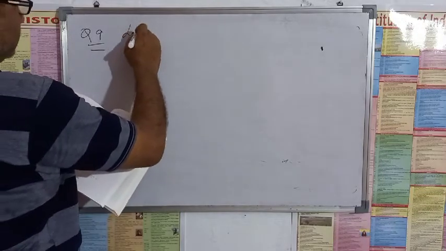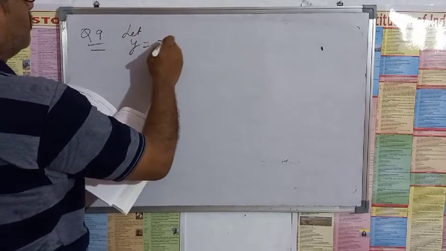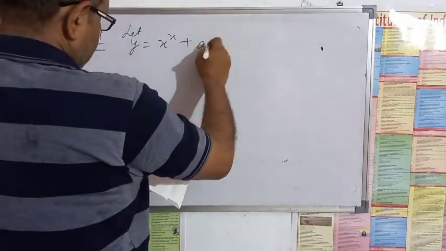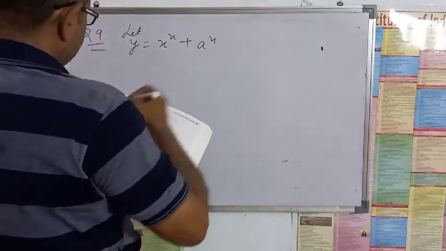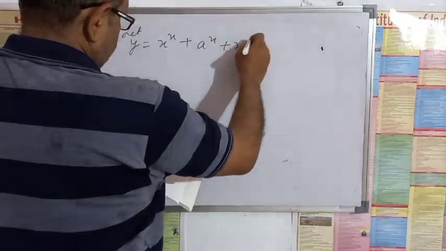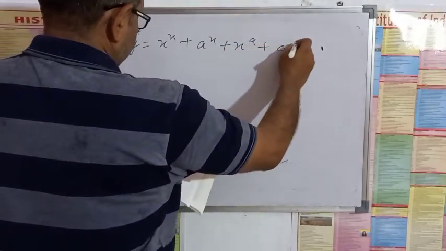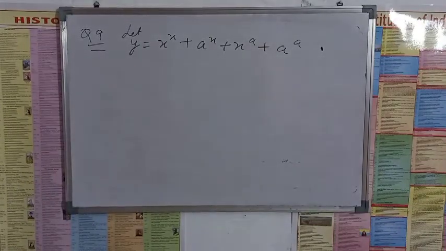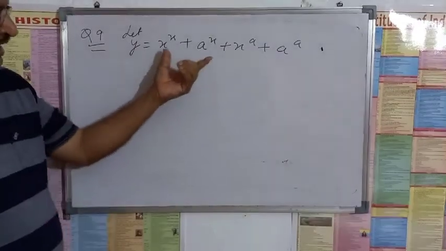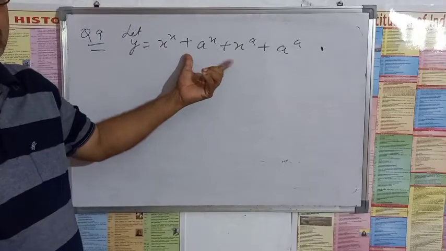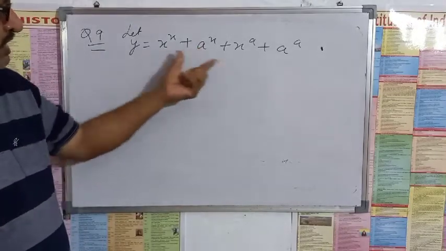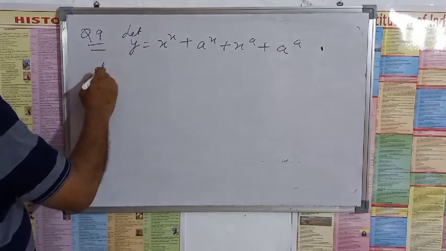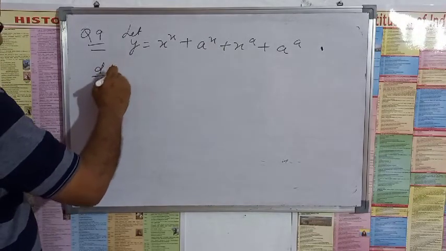Let y is equal to x to the power x plus a to the power x plus x to the power a plus a to the power a. We have to differentiate it with respect to x. So suppose this function is equal to y. Differentiate it directly, d by dx of y.